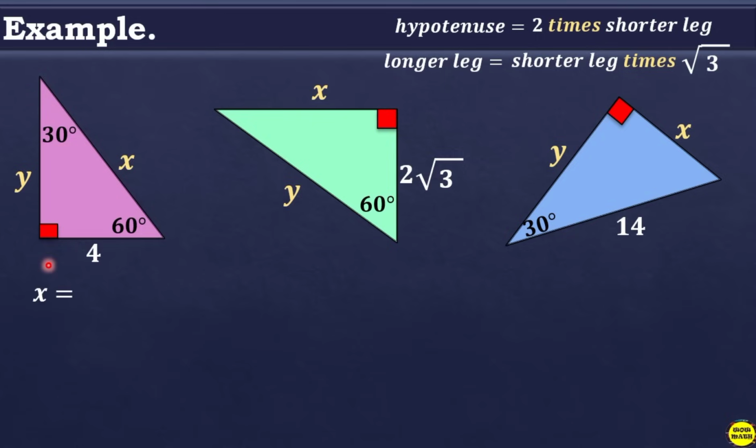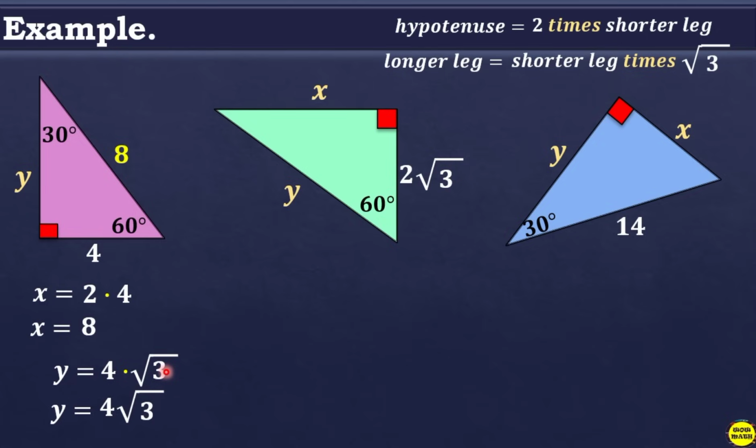Now, let us solve for x. So, your x is the hypotenuse. So, that is 2 times the shorter leg. This is your shorter leg. That is 4. So, therefore, your hypotenuse is 8. Now, for us to find the longer leg, ito po yung longer leg natin, that is y, is equal to the shorter leg times, so 4 times square root of 3. Ita-times natin siya by square root of 3. So, therefore, your y, which is your longer leg, is 4 square root of 3.